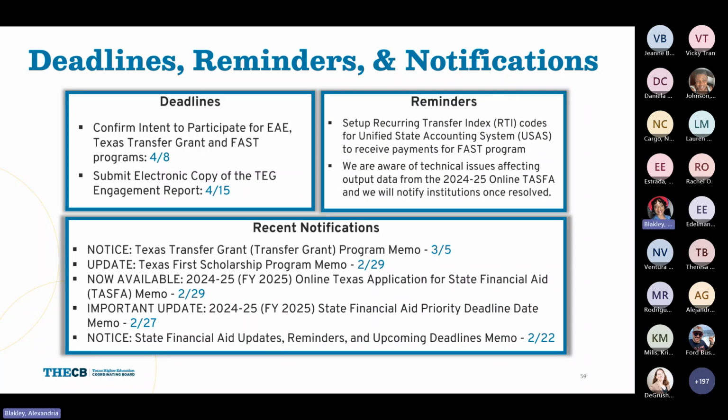Some of our most recent notifications that are currently posted on our Stay Connected page are regarding new rules for the Texas Transfer Grant dated March 5th, updates to the Texas First Scholarship Program on February the 29th, the availability of the 24-25 online TASFA on February the 29th, updates to the 24-25 state financial aid priority deadline on February the 27th, and a notice about all of our other state financial aid updates, reminders, and upcoming deadlines was sent February the 22nd.